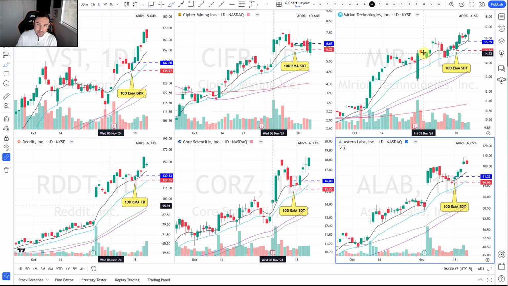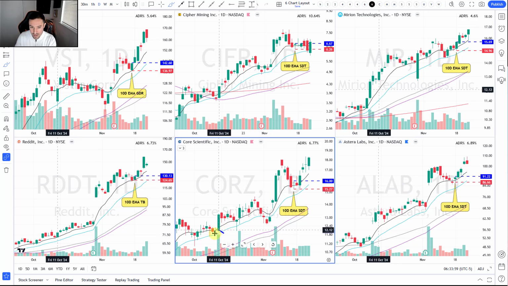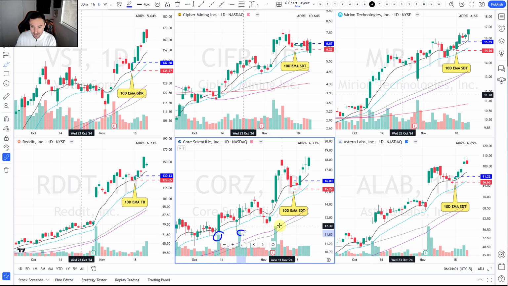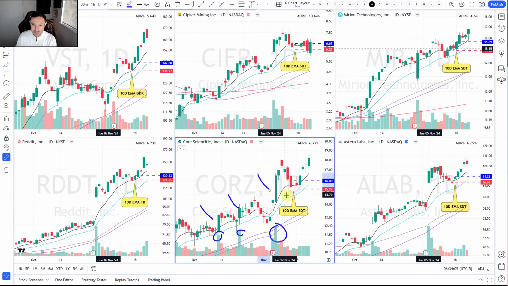So A-Lab's earnings reactions compared to MIR look very, very different, but both are signaling to me the bigger boys and girls are in there. Other things that I like to look for are pops in the volume ahead of these type of setups. So if you look at CORZ, for instance, look at the volume here, look at the volume here, look at the volume that's coming through here post earnings as well. Look at the strength. Okay, this is just signaling to me the bigger boys and girls are in there.